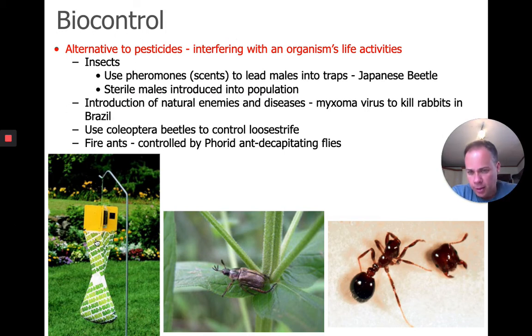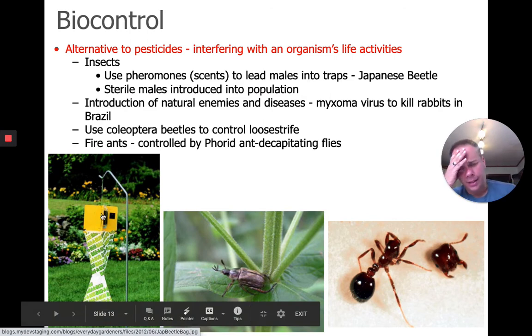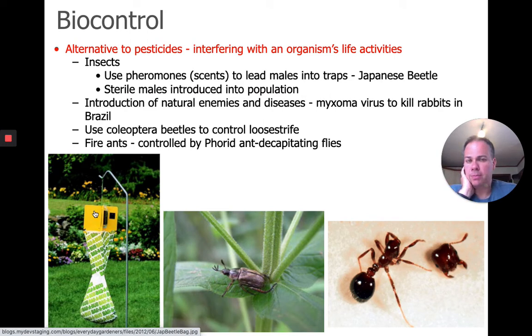For example, you probably have seen these, maybe you have them in your backyard. These are Japanese beetle traps. Japanese beetles are an invasive beetle that defoliates plants. They actually are treated with a pheromone, a scent, that leads Japanese beetles to come in here, and they get trapped in the bag.